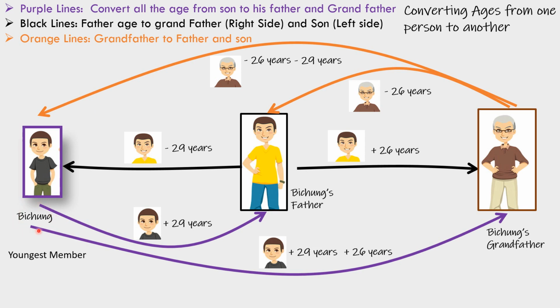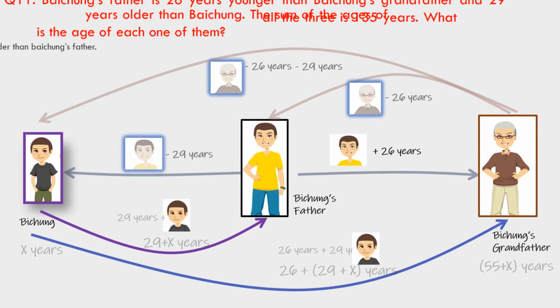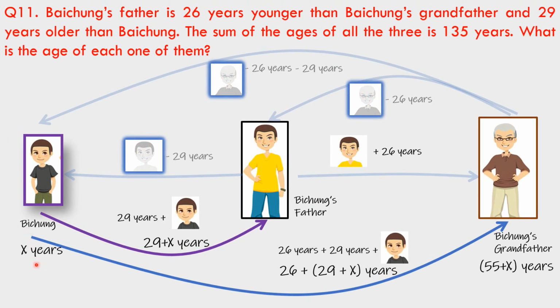For example, here the question is the father is 29 years older than his son. Then we can let the age of son to be x, then father's age would be 29 plus x. This is always helpful because we are adding here something.